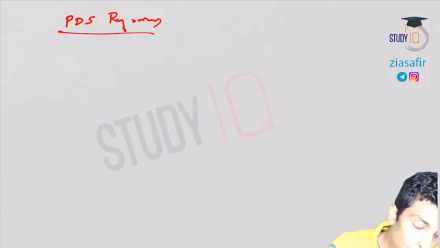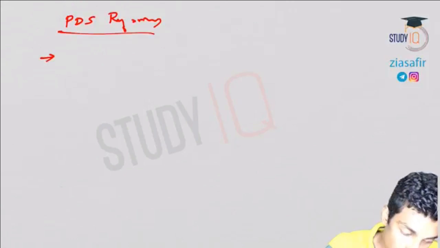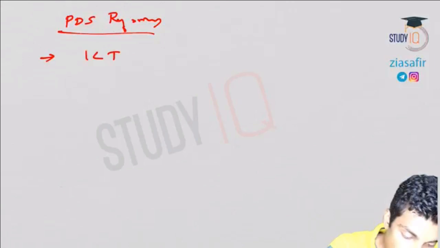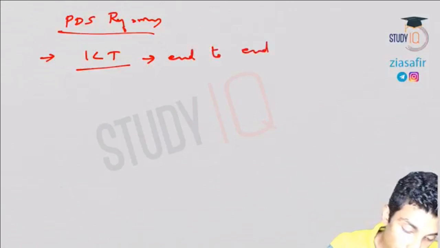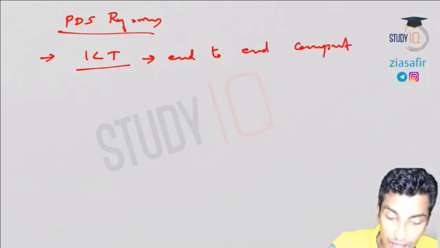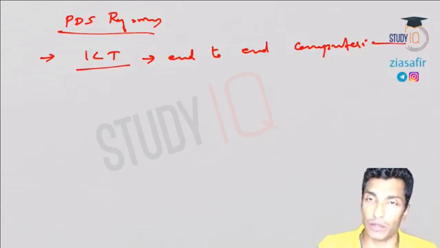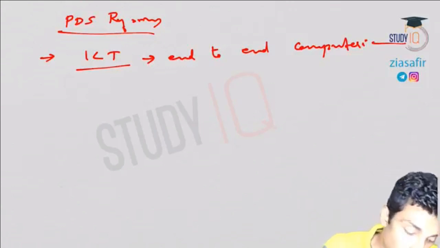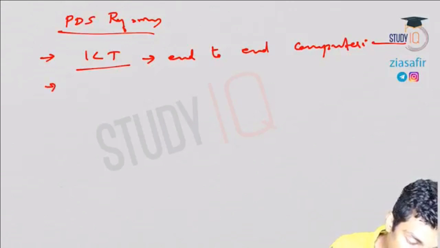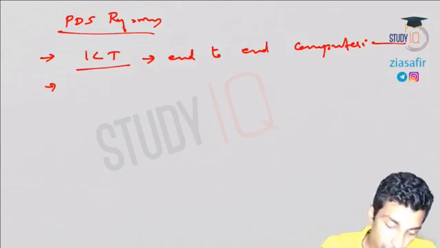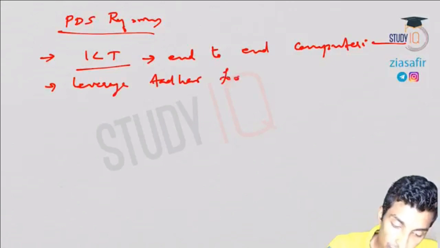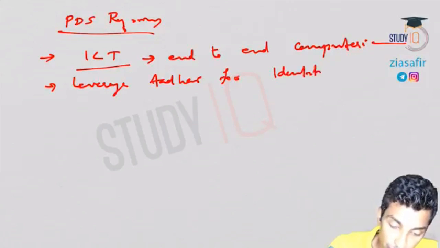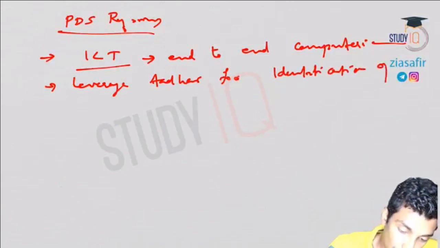Firstly, use of information communication technology, ICT and end-to-end computerization, so that can solve the problem of corruption, mishandling, etc. Then leverage Aadhaar for unique identification of beneficiaries. So use Aadhaar for identification of beneficiaries.